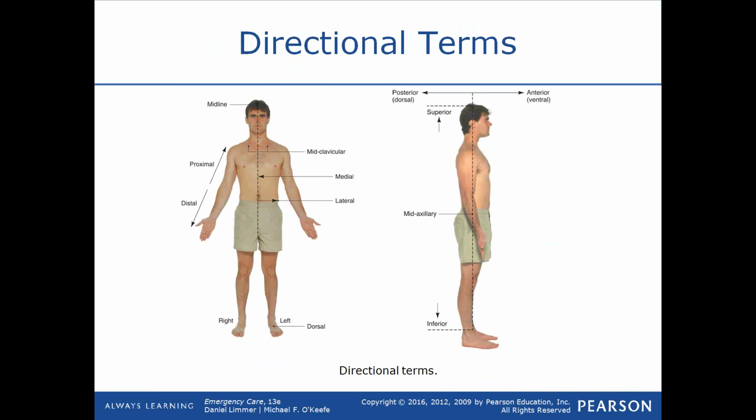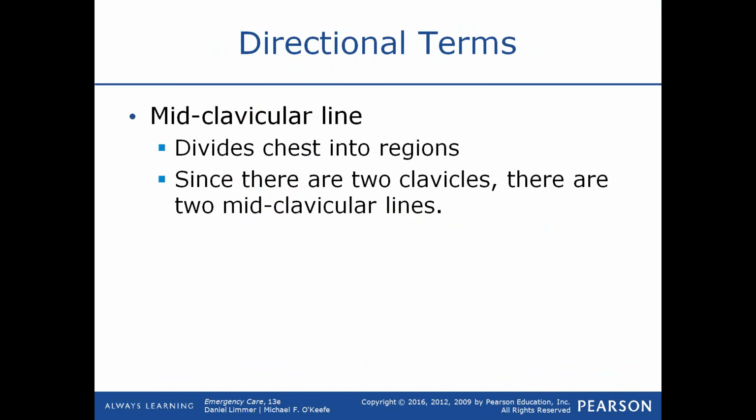Midclavicular is halfway across the clavicle, a straight line that you would draw down the chest, and we use midclavicular as a reference point for needle decompression. We use it as a reference point to listen to lung sounds as well. And here, standing at the patient's side, you can see the mid-axillary line dividing the patient into an anterior portion and a posterior portion, superior towards the head and inferior towards the feet. So those are more directional terms.